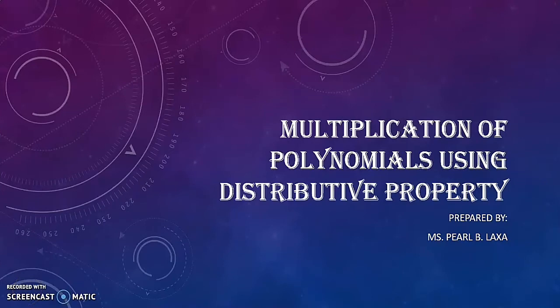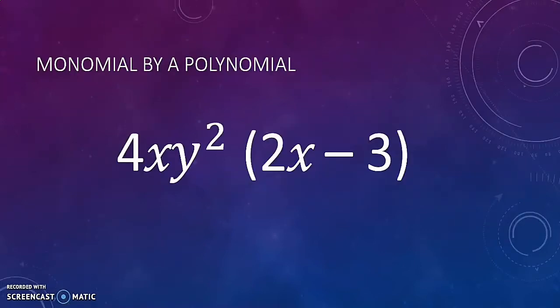Today, we will talk about multiplication of polynomials using distributive property. Our target is to get the product by multiplying polynomials using distributive property. First example is multiplying monomial by a binomial. Monomial because it is a polynomial that consists of one term, while binomial is a polynomial that consists of two terms.